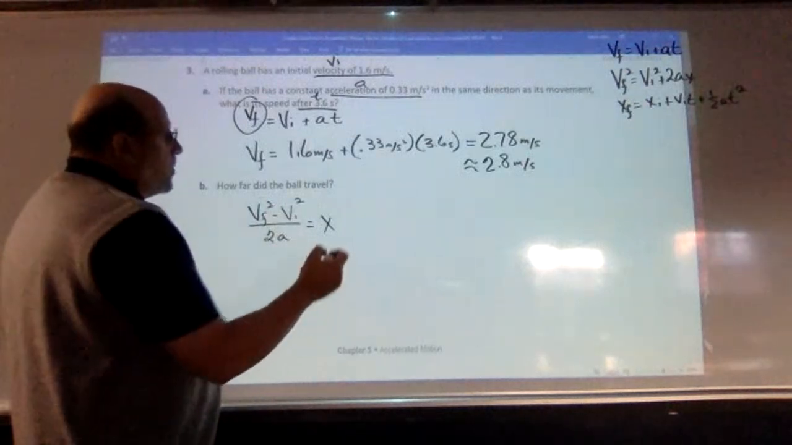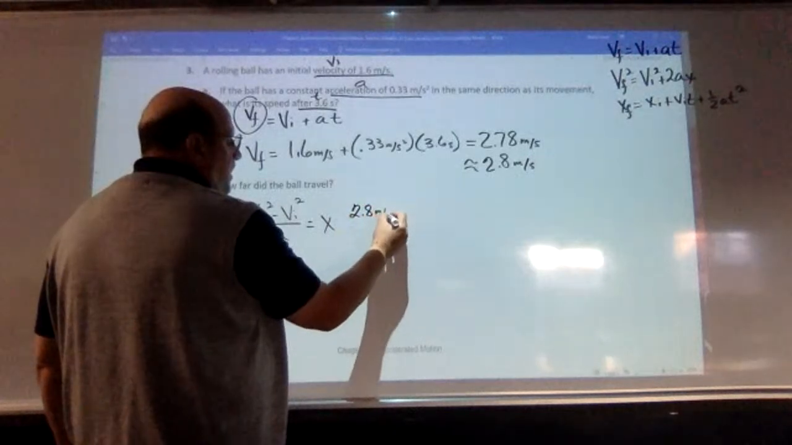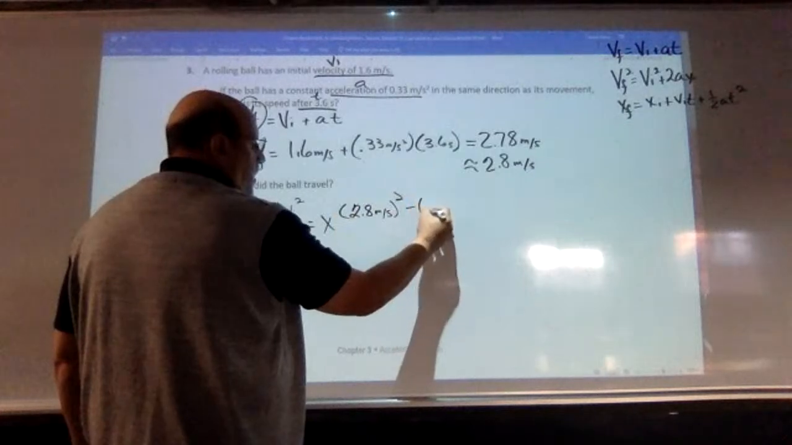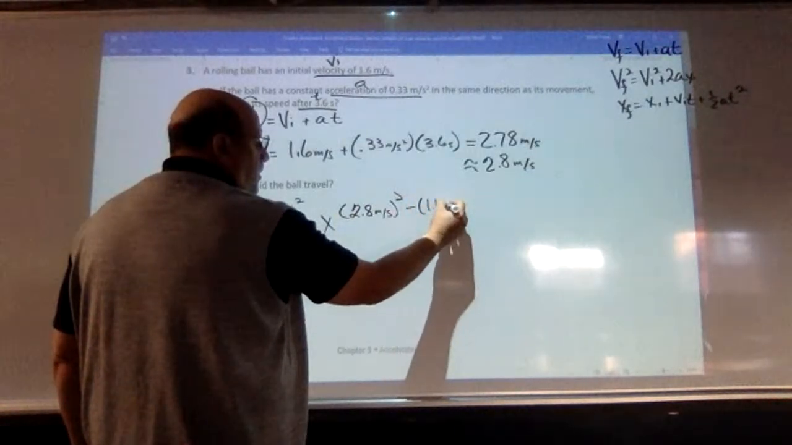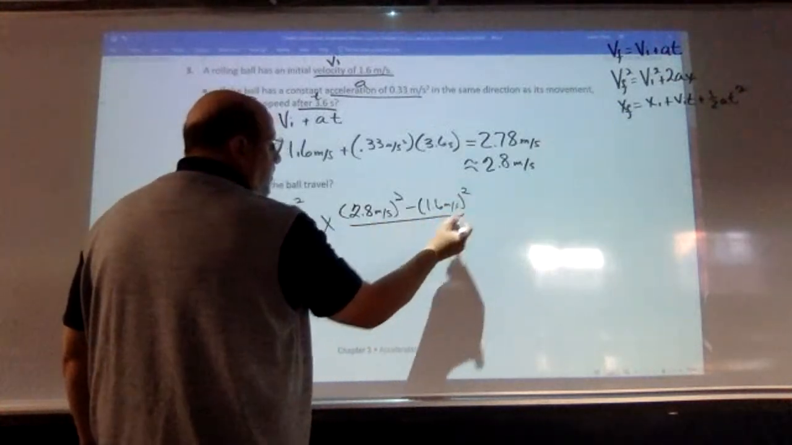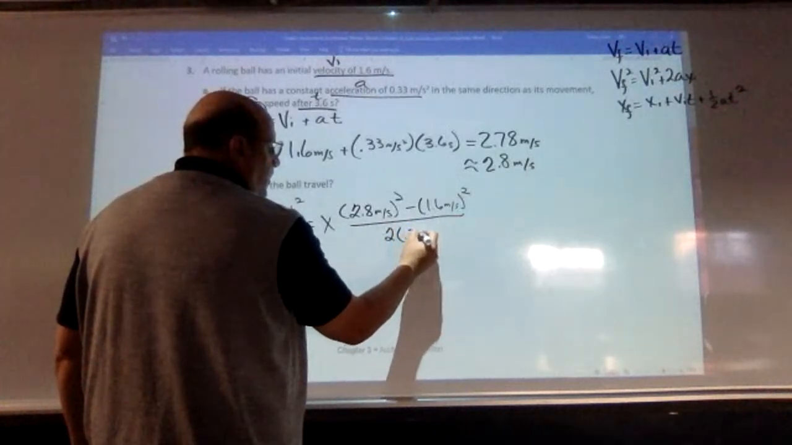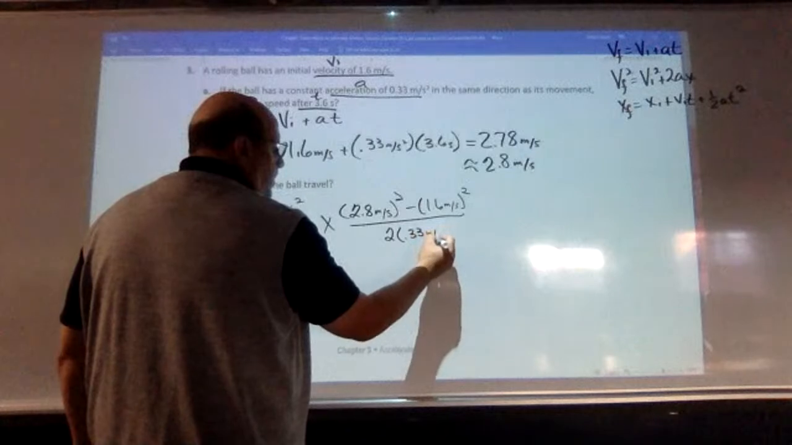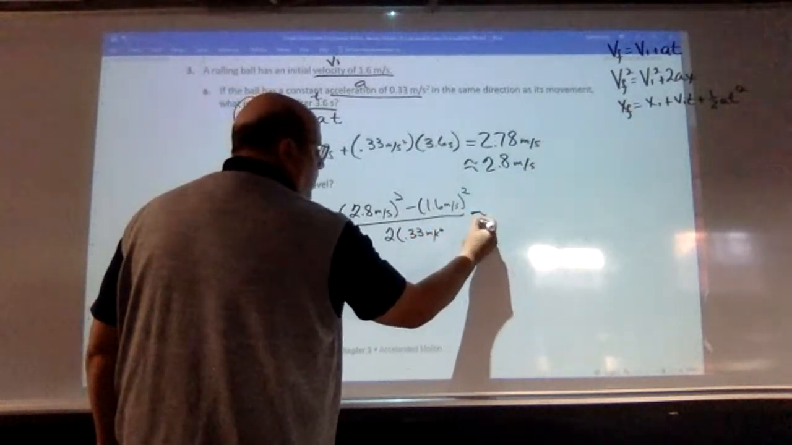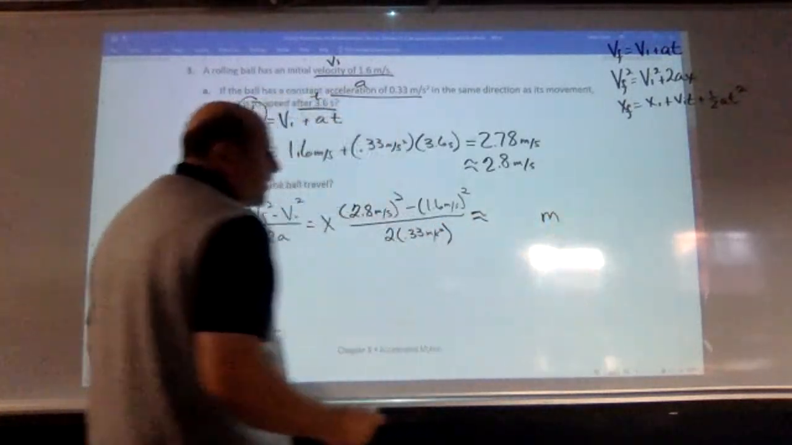All right, so what do we have? We have a final velocity of 2.8 meters a second. We're going to square it. Then we're going to subtract from that our 1.6 meters a second and square that, find the difference there, and then 2 times 0.33 meters a second squared, and we're going to end up with some sort of value in meters because we're looking for distance.